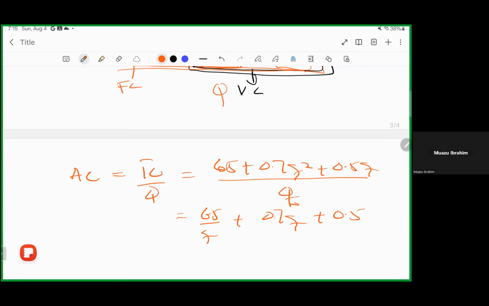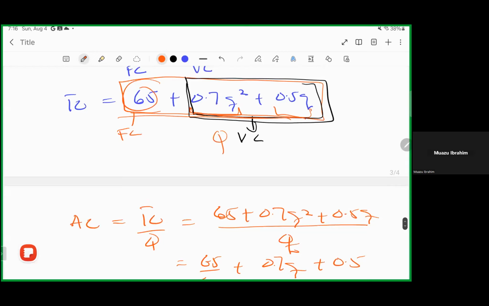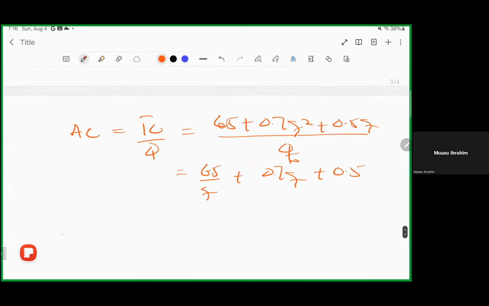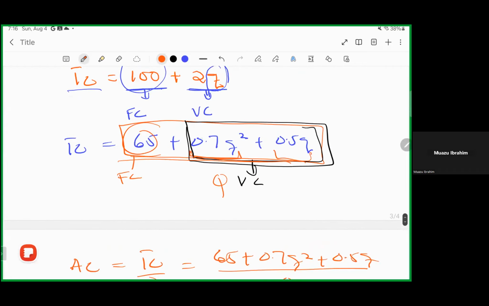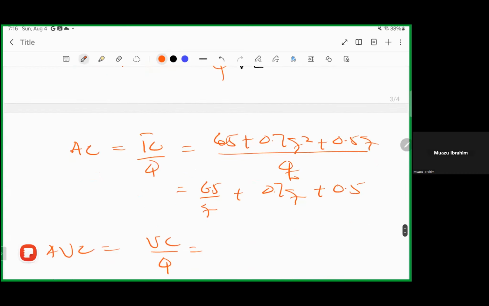And you can also find the average variable cost. The average variable cost will be the variable cost divided by quantity. And which side is the variable cost from the total cost? Remember, we mentioned it is that part that varies with output, which is 0.7 Q square plus 0.5 Q. That is the total variable cost, okay? Which is 0.7 Q square plus 0.5 Q.